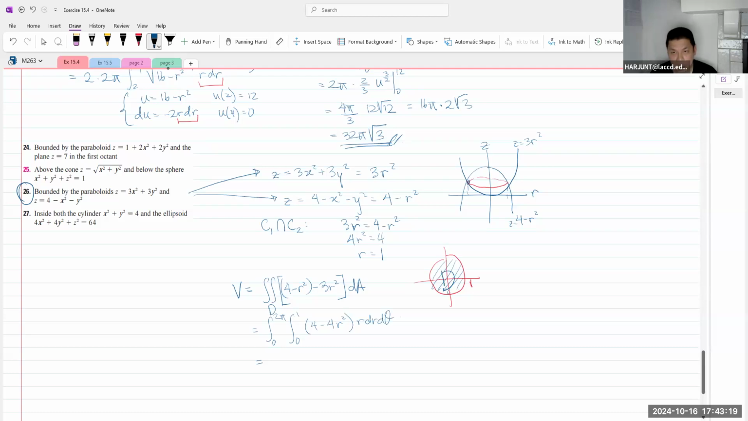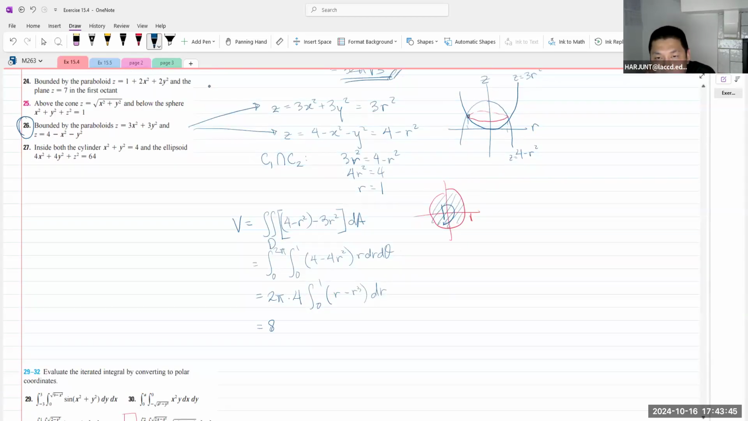Again, the integrand and inner integral have no theta, so the integral from 0 to 2 pi d theta gives us just the length of the interval. In fact, I can factor the 4, so 0 to 1, r minus r cubed dr. So that will be 8 pi times the integral from 0 to 1 of a polynomial, that's just the coefficient. So that would be 1/2 minus 1/4. That's 1/4. So 8 pi times 1/4, that's 2 pi.